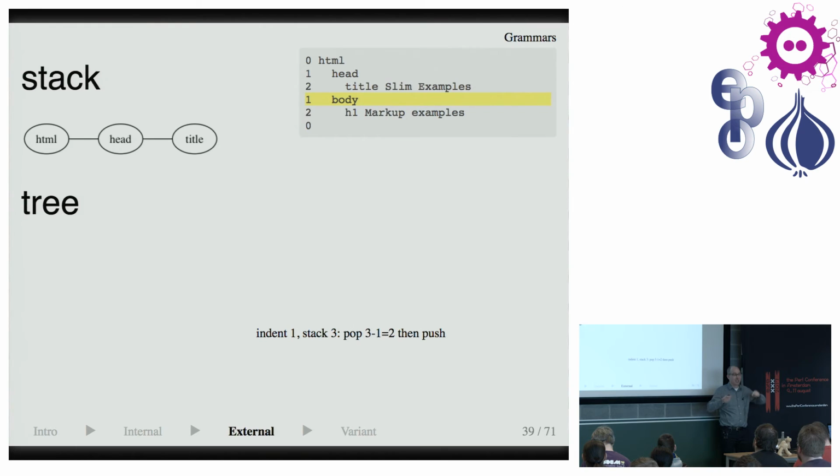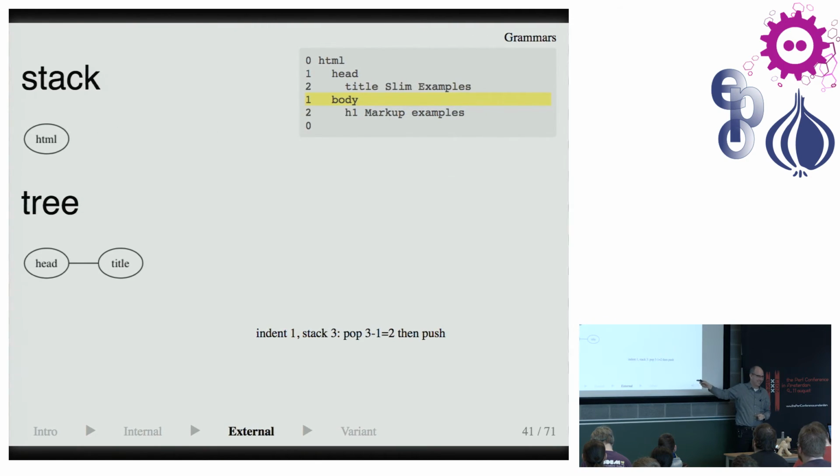Okay, now something changed. Indent is now 1, which is less than the stack, which is 3. So, because the indentation is less than the stack, we pop from the stack twice. Okay, so we go pop, pop, and we put it down here with the tree. And every time we pop from the stack, we connect a node with the node before it. So title is connected to head, and head is actually connected to HTML. Okay, so now our stack is down to 1, and our tree looks sort of like a linked list at this point.